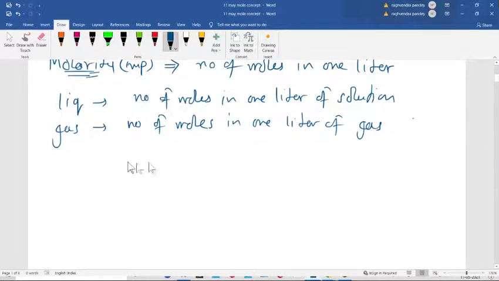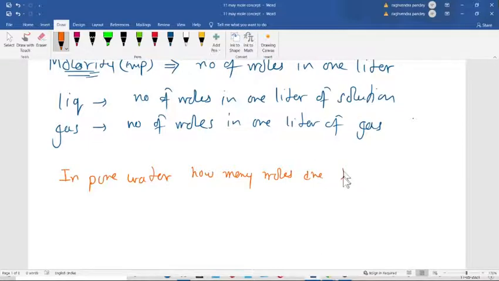Now you see, suppose somebody asks me, let's take a simple example first. In pure water, pure liquid only, how many moles are there in 1 liter? Whatever the number of moles in 1 liter, that will be the molarity of water. So if somebody says find the molarity of water, that is the same thing.